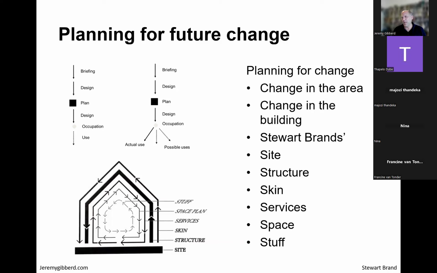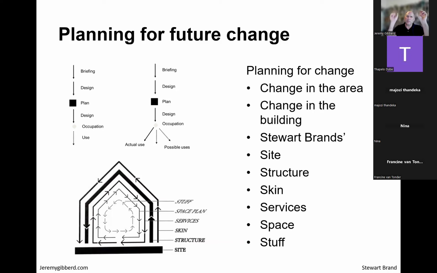There are two or three nice ideas. There's Stuart Brand's book, which is that lower diagram, which talks about layers in buildings and how you can design buildings so that you can allow different parts of the building to change easily without having to knock it down. So the idea of very flexible, adaptable buildings.